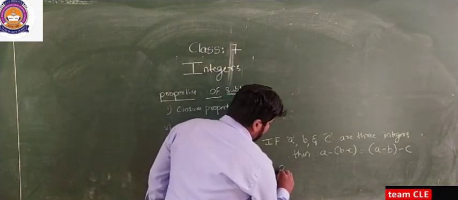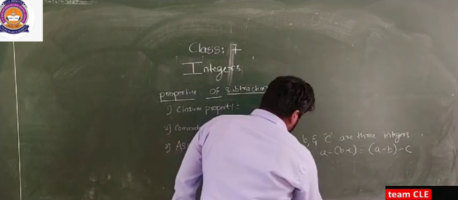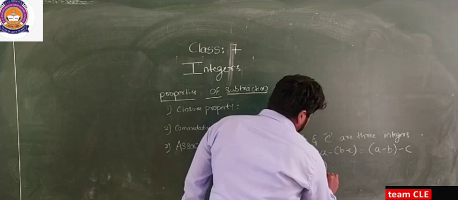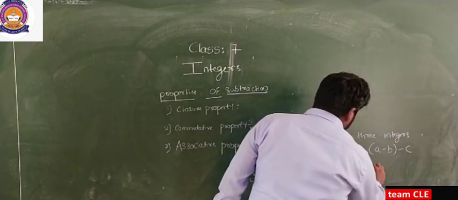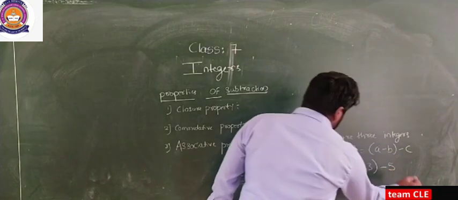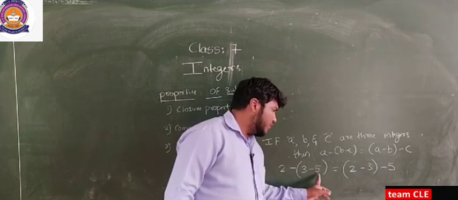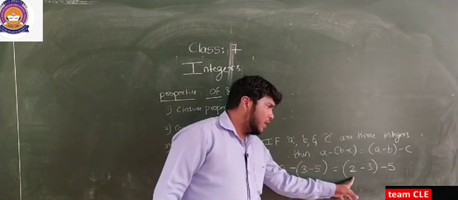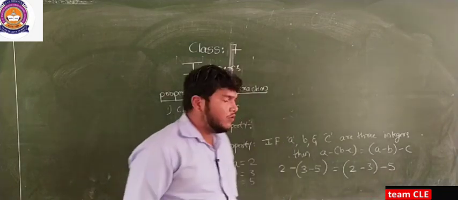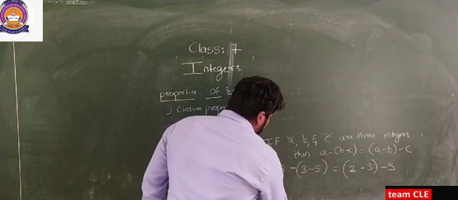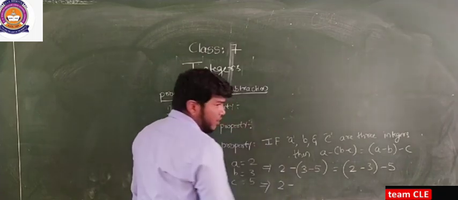So A is 2, that is the minus sign, the operation, so 3 minus 5 which is equal to... next one, 2 minus of 3 minus of 5. I put A is equal to 2, B is equal to 3, C is equal to 5. Similarly, I take A is equal to 2, B is equal to 3 and C is equal to 5. First we will solve the brackets, that is the BODMAS rule. In the previous class we have studied the BODMAS rule.